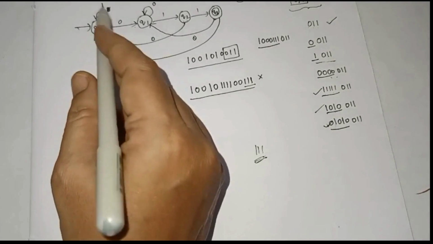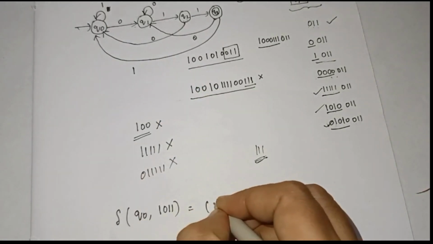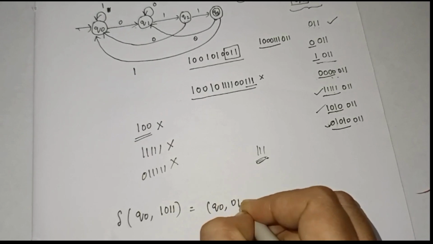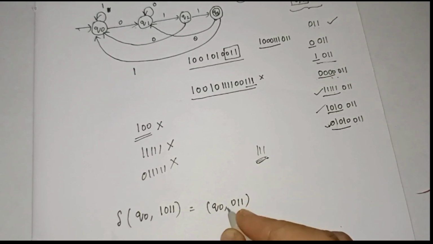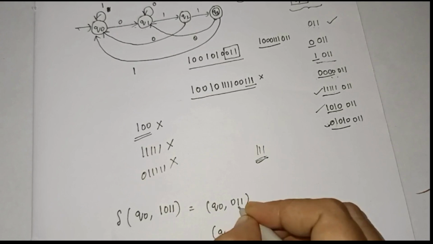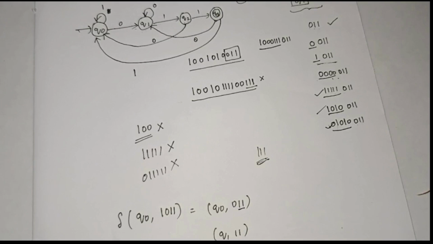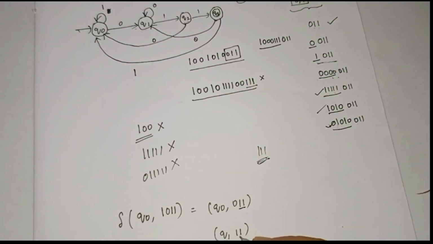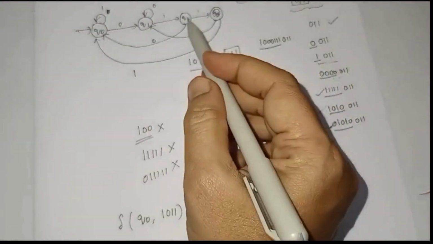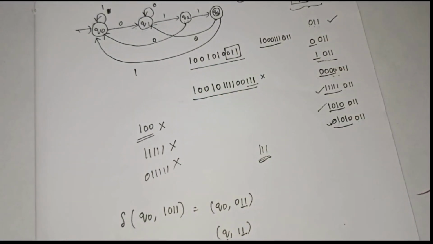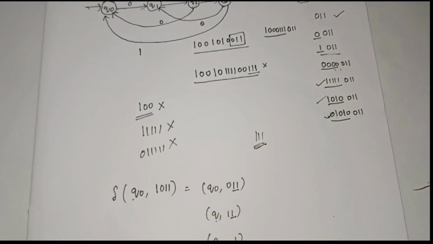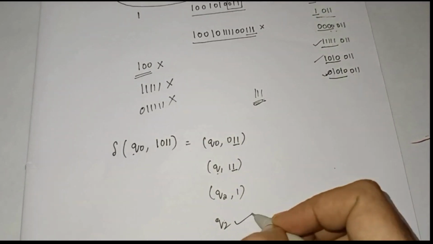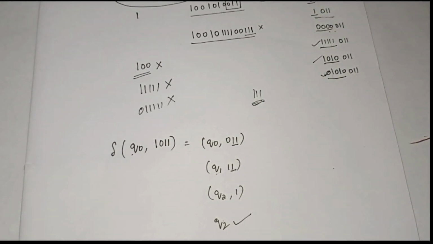Q0 on 1, Q0 on 1 is Q0. So Q0, 011. Now Q0 on 0 is Q1. Now 11 I will take. Now Q1 on 1 is Q2. The remaining is 1 that I will take. Now Q2 on 1 is Q2. So with this string, if I start with the initial state and end with Q2, then the string is accepted. Okay.